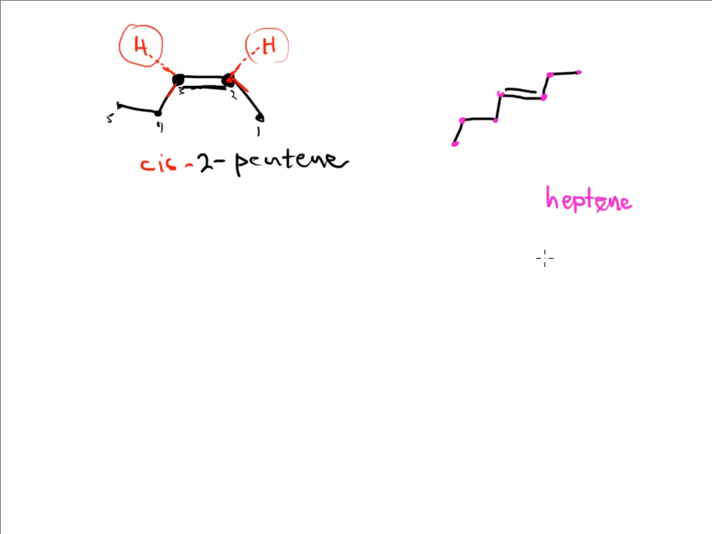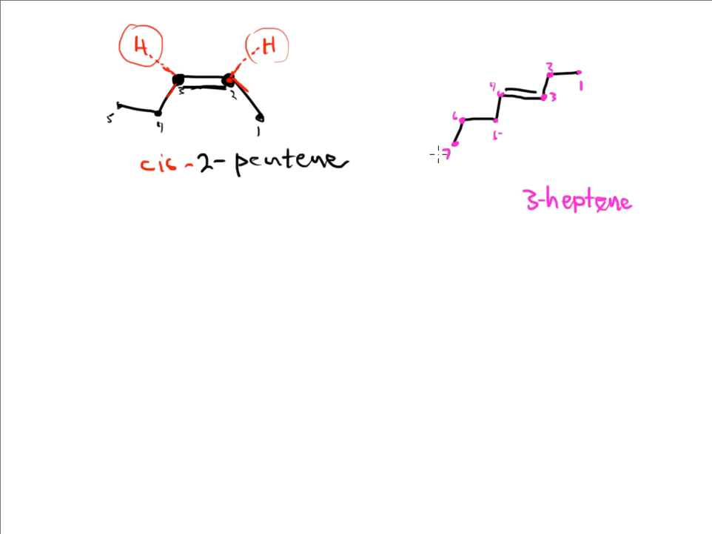Well, I've got to figure out where the location of the double bond is at. So if I start left-handed, that's 1, 2, 3, 4. If I go right-handed, that's 1, 2, 3. So right-handed is the way to go. So 1 carbon, 2 carbon, 3rd carbon, 4th carbon, 5th carbon, 6th carbon, and 7 carbon.